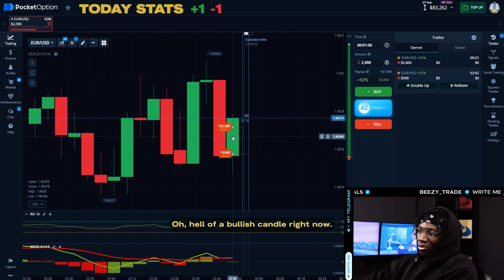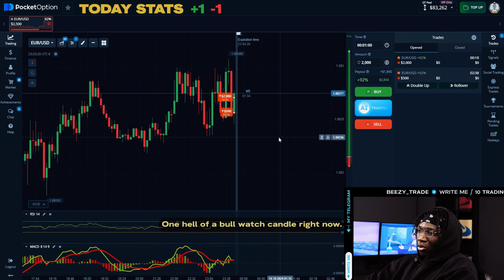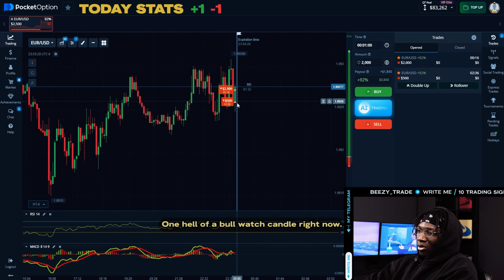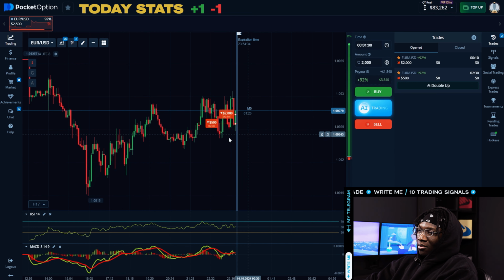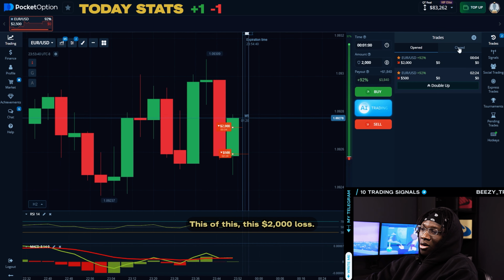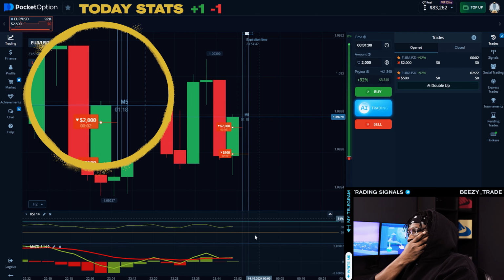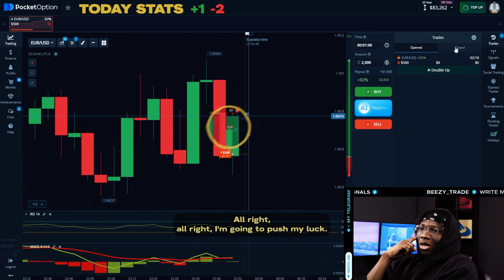hell of a bullish candle right now. One hell of a bullish candle right now. I wasn't expecting this. All right, that's awful. That's awful. That's this $2,000 loss. All right, I'm not gonna push my luck.